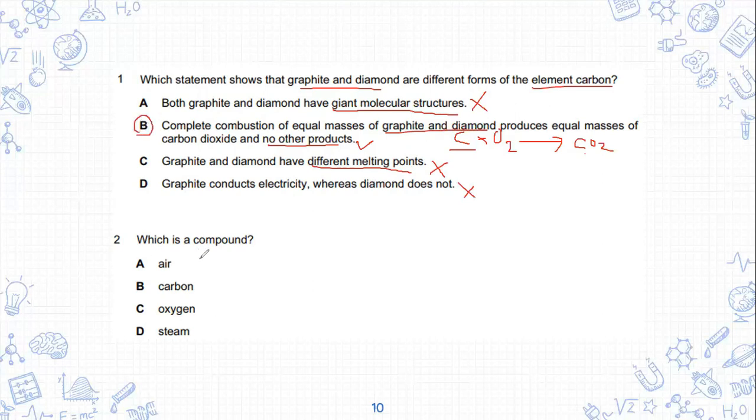Now, which is a compound? Air, carbon, oxygen, or steam? Carbon is an element, as we know. Oxygen is a molecule, right? Steam is H2O, a molecular compound, and air is a mixture of gases. So which one is a compound? Steam.